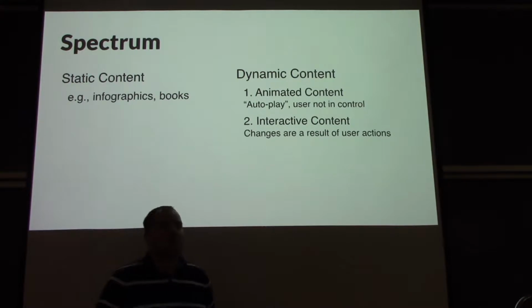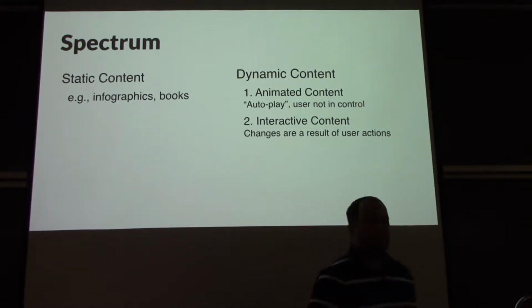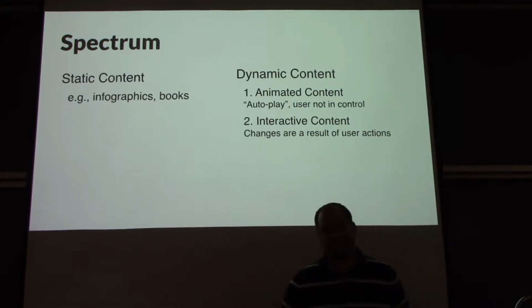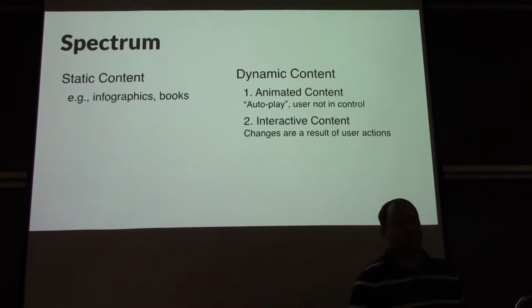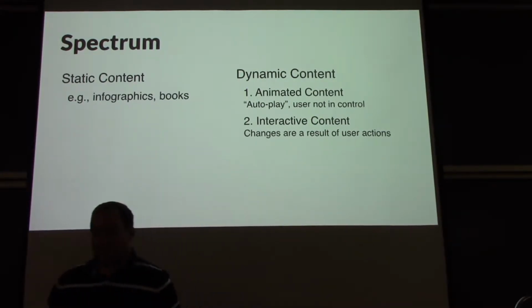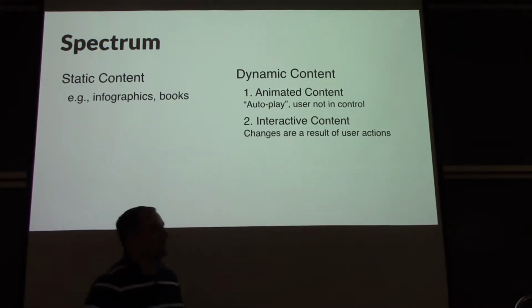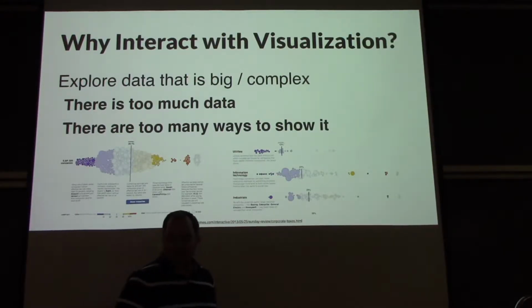If you remember in the introductory lecture, I gave this example of a baseball pitcher who was a really good pitcher. That was a video and it used dynamic visualization, but it was completely animated, so there was no user interaction in there. What we are mostly interested in for the rest of this course is the interactive content, where changes are the result of direct user actions.